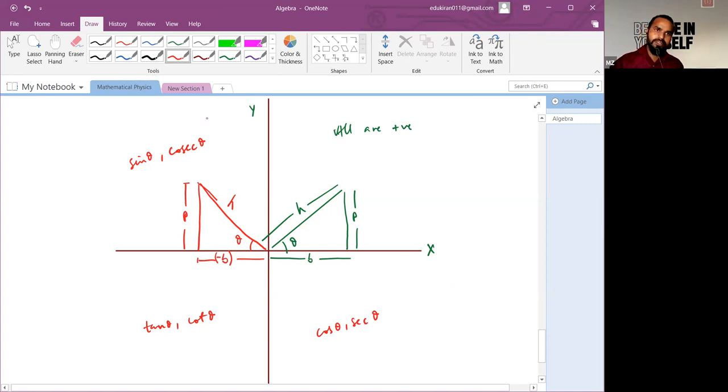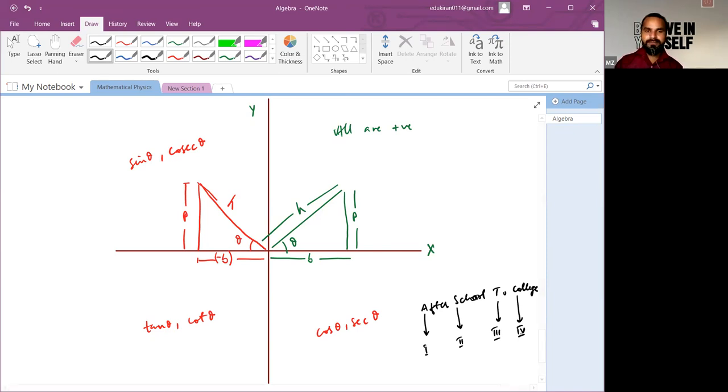So to remember this whole thing, just remember: after school to college. So A is the first quadrant, S, sine theta, means second quadrant, T, tan theta, means third quadrant, and C, cos theta, means fourth quadrant. So on the basis of their respective quadrant, I have defined for you which of the terms would be positive in the corresponding quadrant.